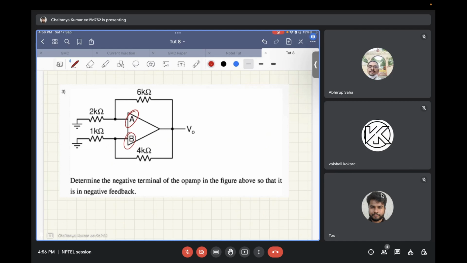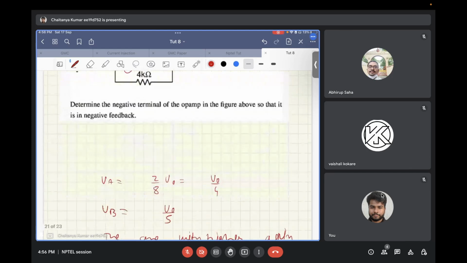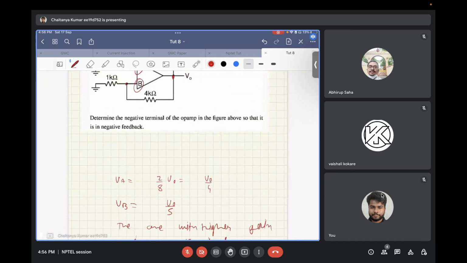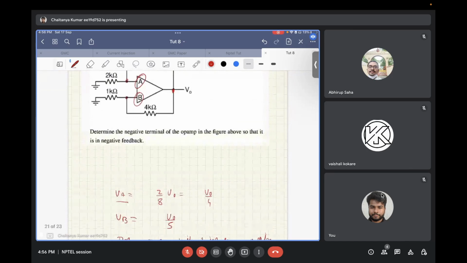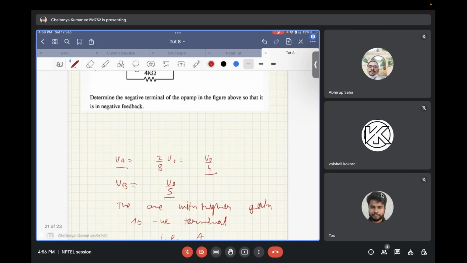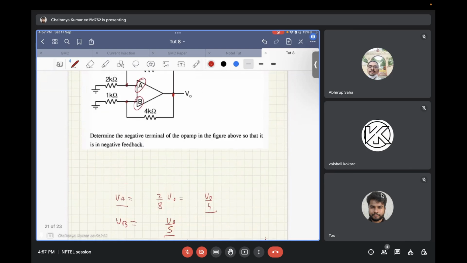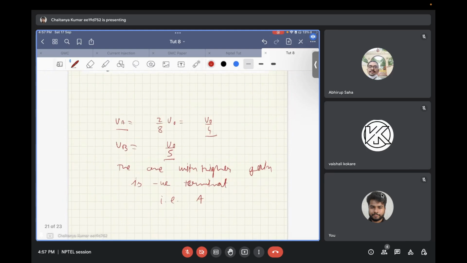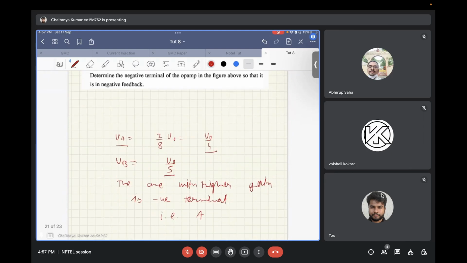For this, what you will have to do is, again, from output to terminal A and terminal B, calculate the gains. For terminal A, it's 2 by 8 times V naught, that is V naught by 4, and for terminal B, it's V naught by 5. The one that has got higher gain should be the negative terminal, so that the overall op amp is in negative feedback. Since V naught by 4 is higher than V naught by 5, the negative terminal should be A, and B, conclusively, will be the positive terminal.